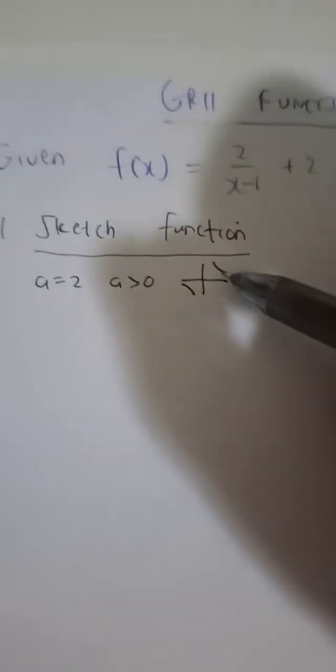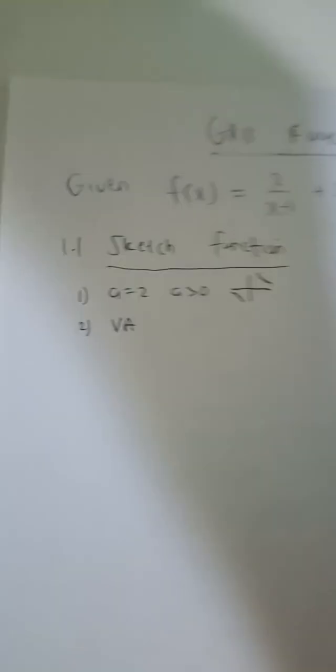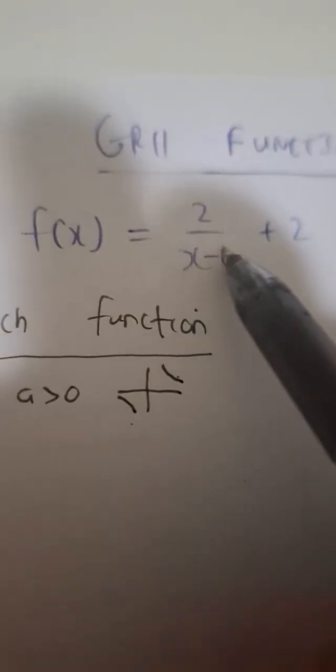This 2, what does it mean? a is equal to 2 means a is greater than 0, which means I am anticipating that with my horizontal and vertical asymptotes, I'm going to have my function available in the first and third quadrant. That's the first thing. Second, what do I further need for my planning? I need my asymptotes. So I need my vertical asymptote and the equation.